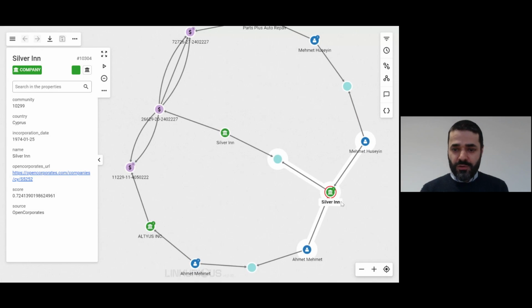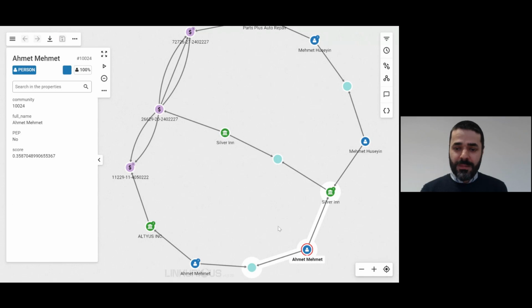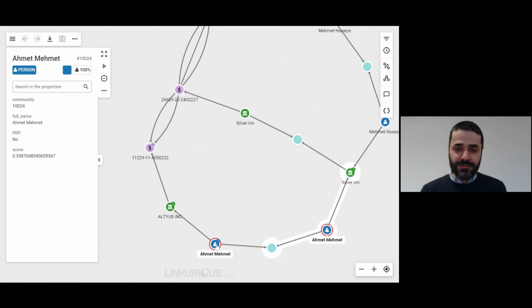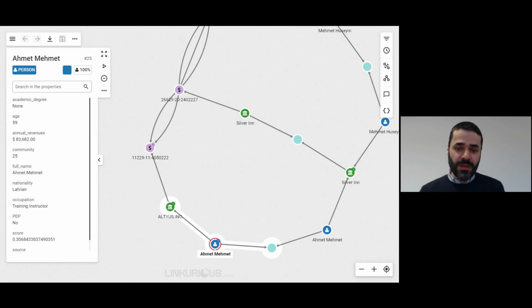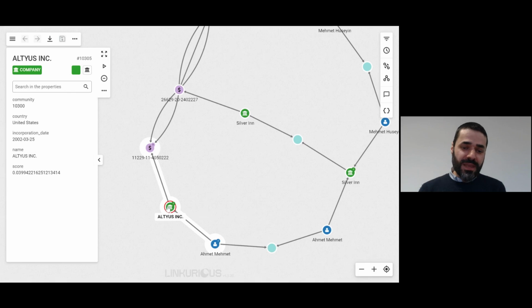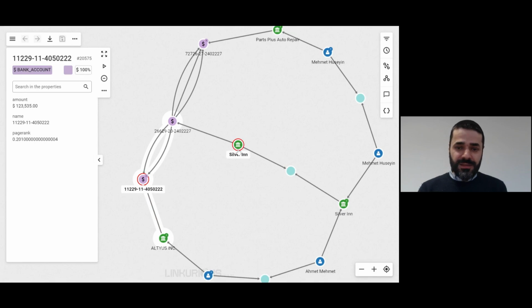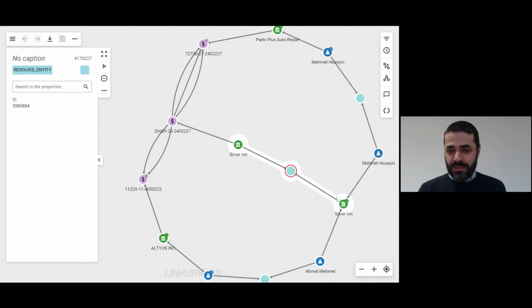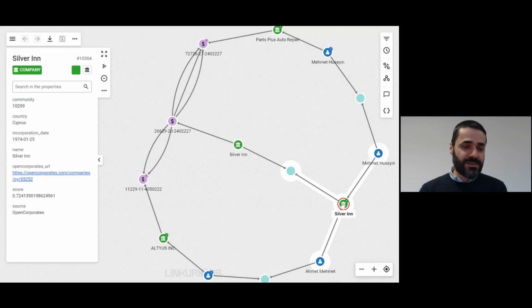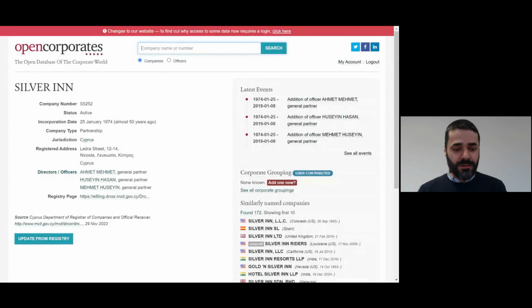Okay, and that company is connected to Ahmed Mehmet, who himself is connected to this Ahmed Mehmet, who controls the company associated with these bank accounts. And this company is actually apparently the same company as this one. I can see the source for all of this information. For example, here, Silver Inn. We can look it up in the Open Corporates website to see some extra information.